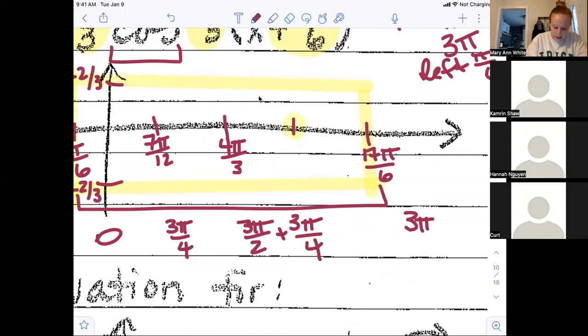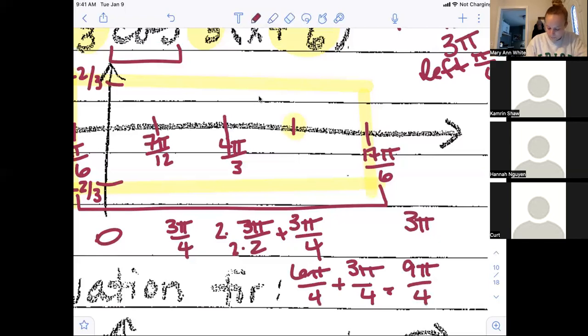So again, like denominators, multiply by 2. That gives me 6 pi over 4 plus 3 pi over 4. It's going to be 9 pi over 4. And again, I don't get to use that one. I have to do that minus pi over 6 because we have to move everything left pi over 6.